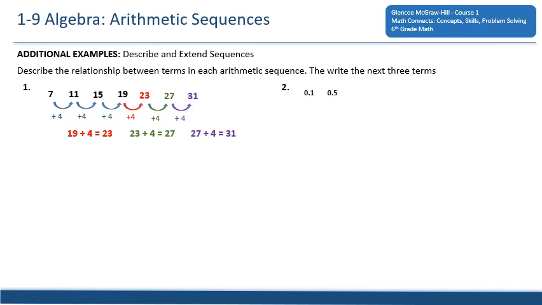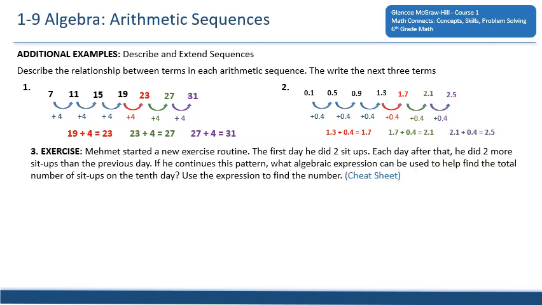For number two, if we have 0.1, 0.5, 0.9, and 1.3, we know that 0.1 plus 0.4 equals 0.5, plus 0.4 equals 0.9, plus 0.4 equals 1.3, 1.3 plus 0.4 equals 1.7, plus 0.4 equals 2.1, plus 0.4 equals 2.5.